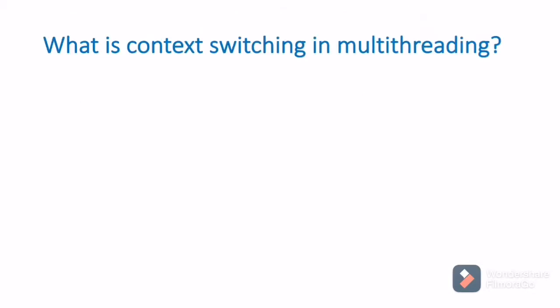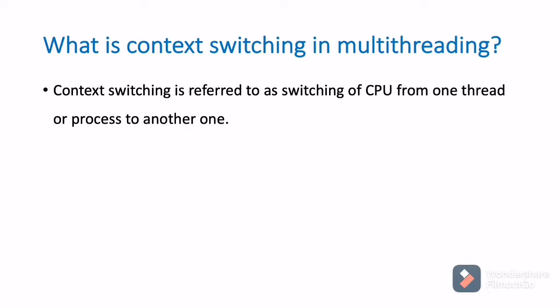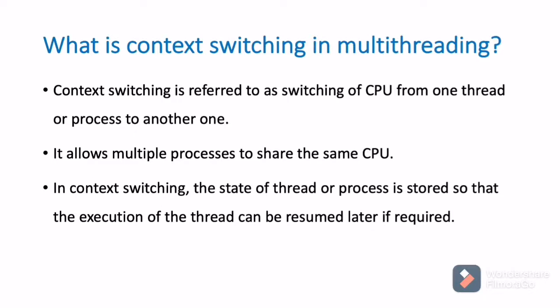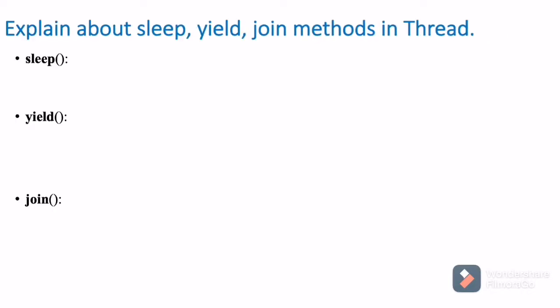What is context switching in multithreading? Context switching refers to switching the CPU from one thread or process to another one. That is, if you have many threads executing simultaneously, then switching between those threads is called context switching. It allows multiple processes to share the same CPU. In context switching, the state of the thread or process is stored so that the execution of the thread can be resumed later if required.